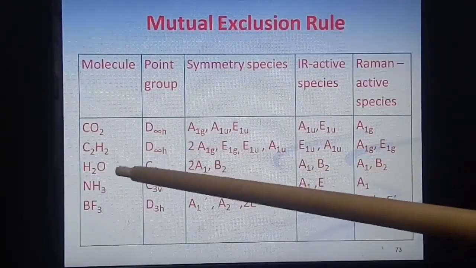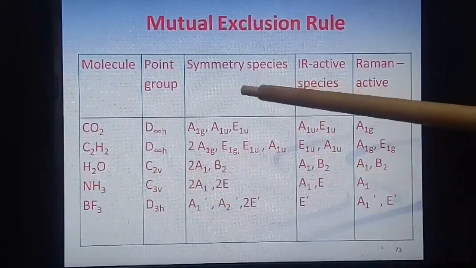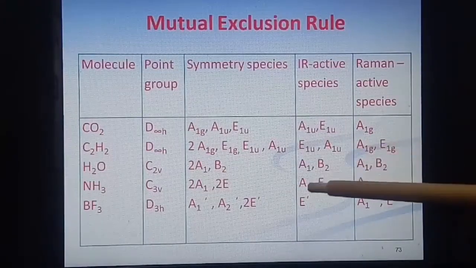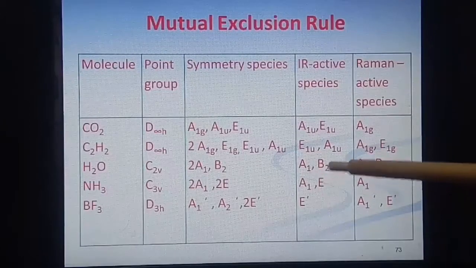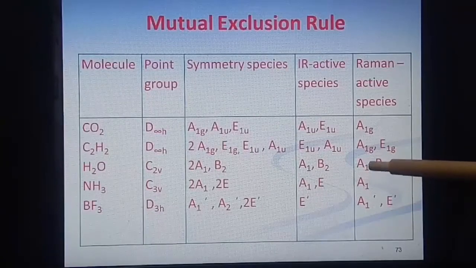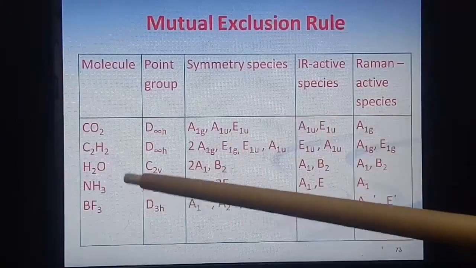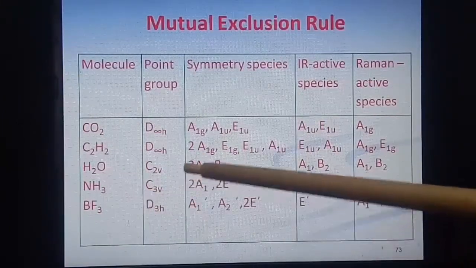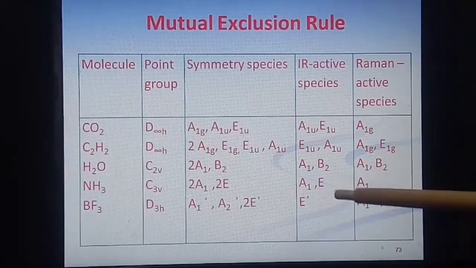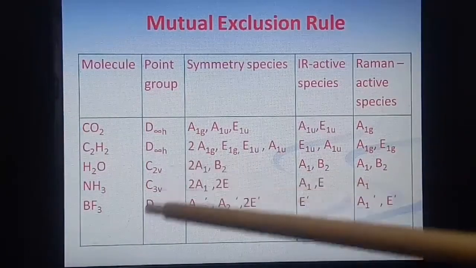This molecule is water, a V-shaped molecule with point group C2v, and the symmetry species are 2A1 plus B2. Here A1 and B2 are both IR active, and they are also Raman active. So in this molecule, both IR and Raman spectra are active. In NH3, the point group is C3v, with 2A1 plus 2E. Here A1 and E are IR active and A1 and E are Raman active.